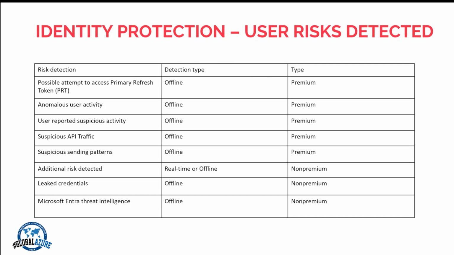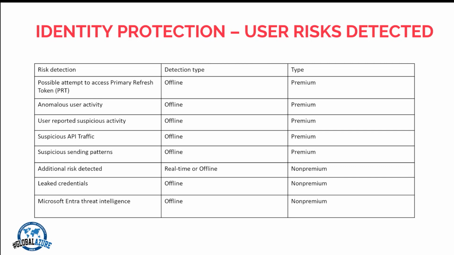So identity protection as a capability is a Premium P2 capability. Conditional access policy is Premium P1. So this is more of an add-on that you can enable within your conditional access policies, and if you do that, you would require a P2 license for that one. Non-premium is P1, yeah.